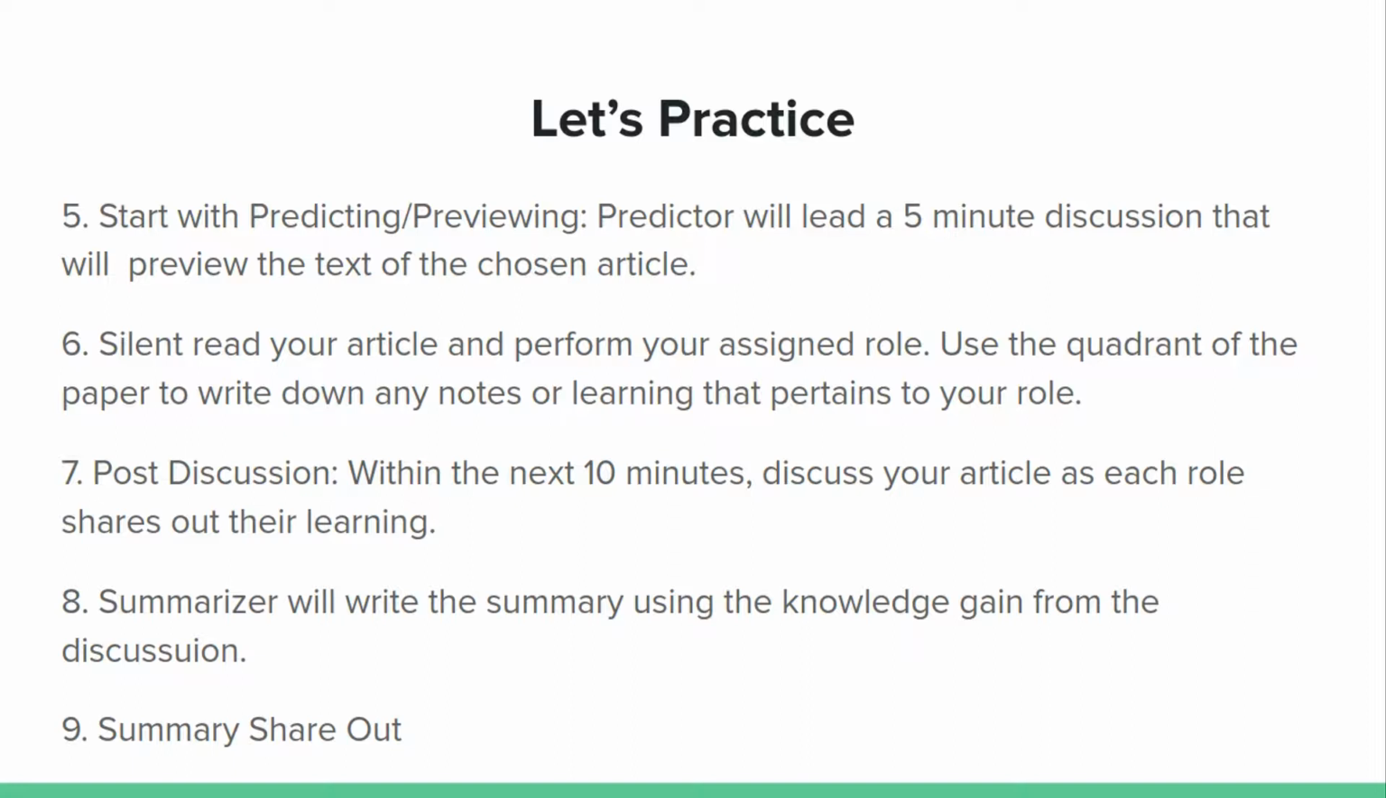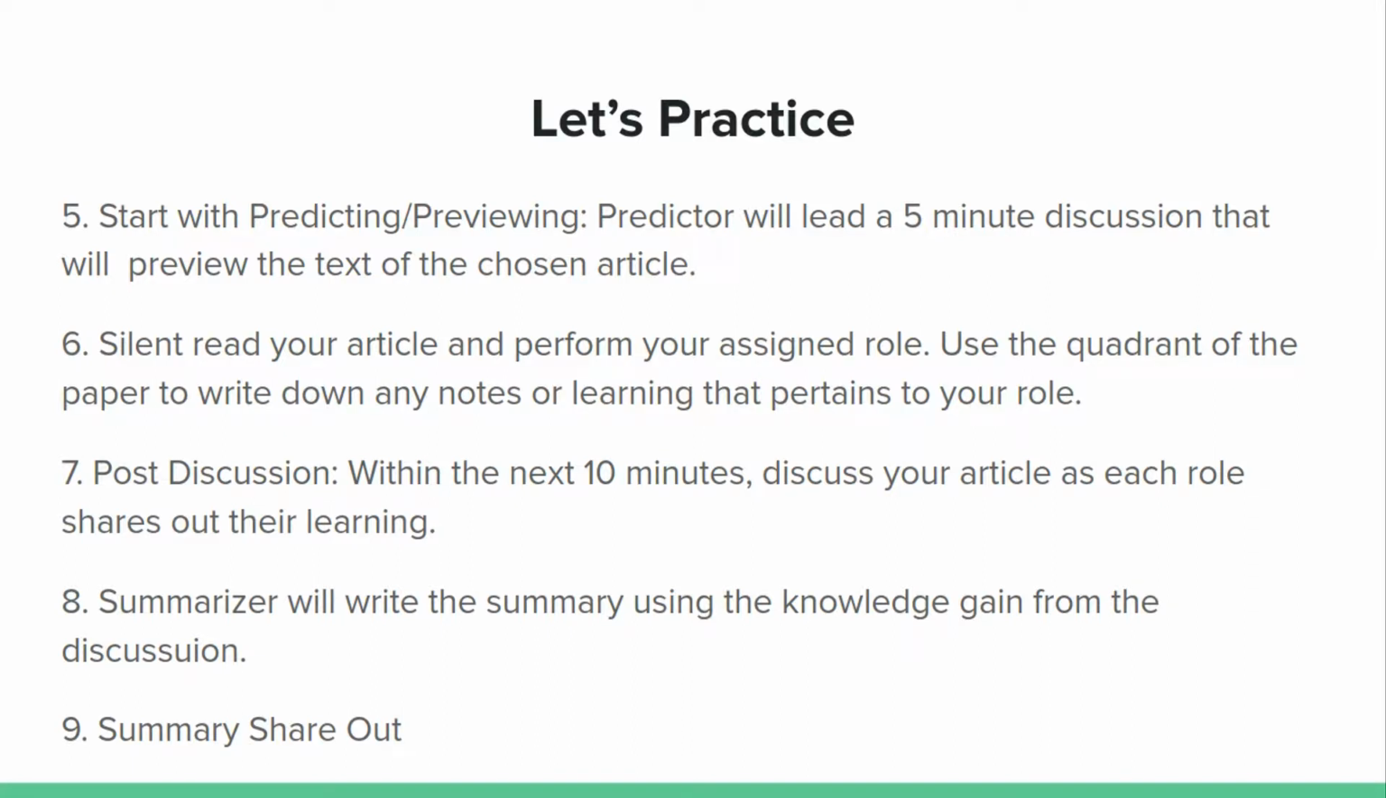You will then silently read your article and perform your assigned role. Use the quadrant of the paper to write down any notes or learning that pertains to your role. So as you're reading, if you're the questioner, write down those questions in that spot. If you have words or phrases that are unknown, go ahead and write those down, clarifier. Predictor, you can continue to make predictions throughout. Summarizer, if you have any ideas that you think will lead to a very solid summary, go ahead and write them down at this time.